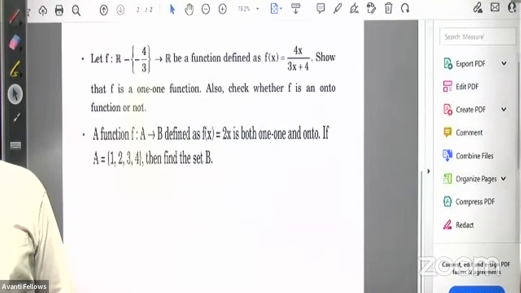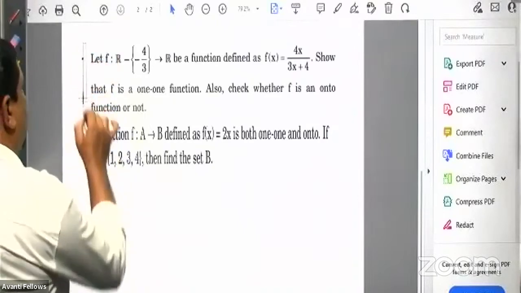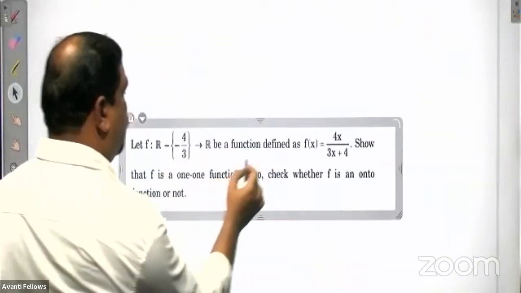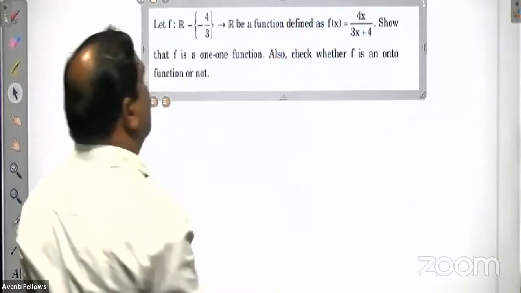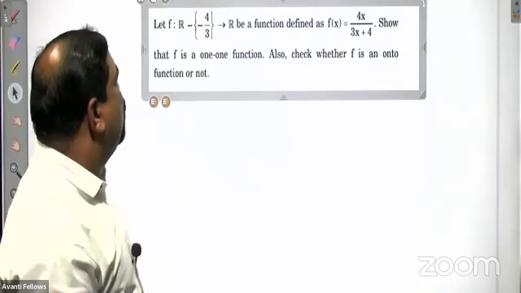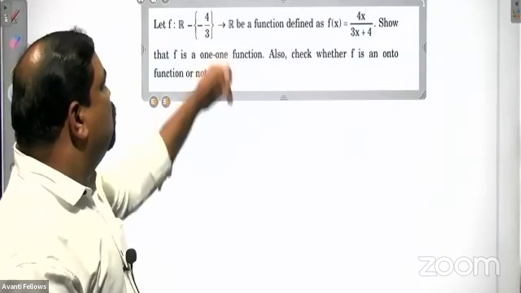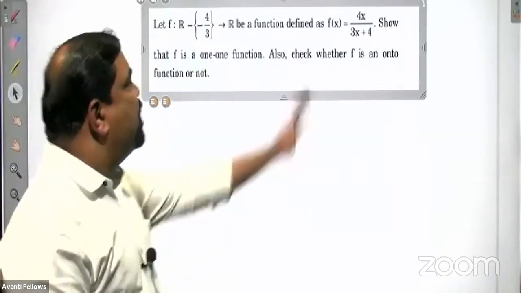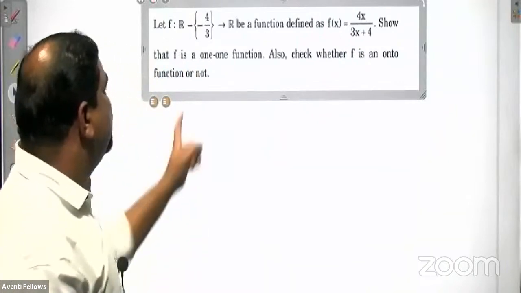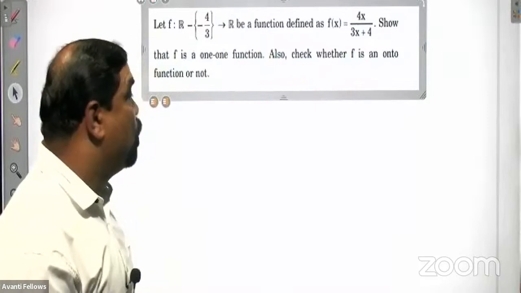Okay, let us take another question. F is a function from R minus 4 by 3 to R, defined by f of x equal to 4x by 3x plus 4. Show that f is one-one function. Also check whether f is an onto function or not.